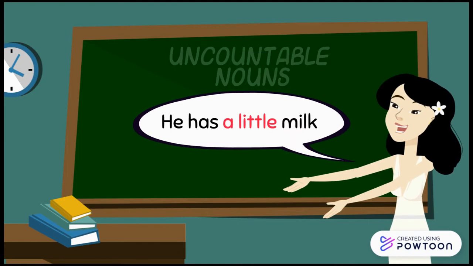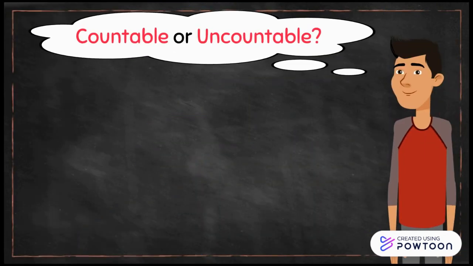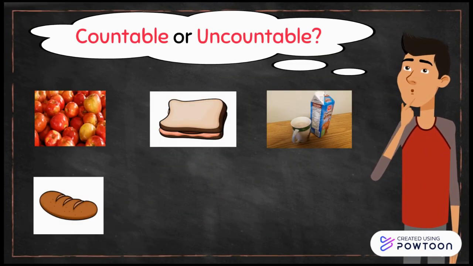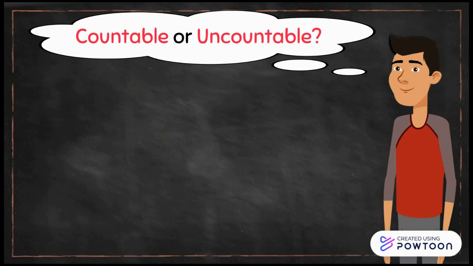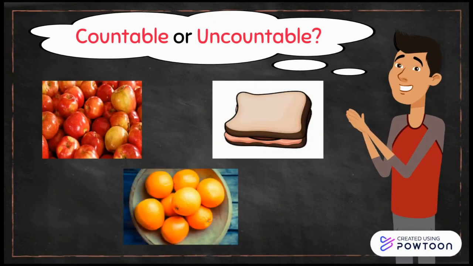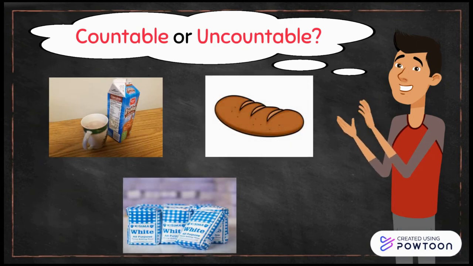Now, you know the difference, so let me ask you some questions. Are these countable or uncountable nouns? That's right, we have apples, sandwiches, and orange are countable nouns, while bread, milk, and flour are uncountable nouns.